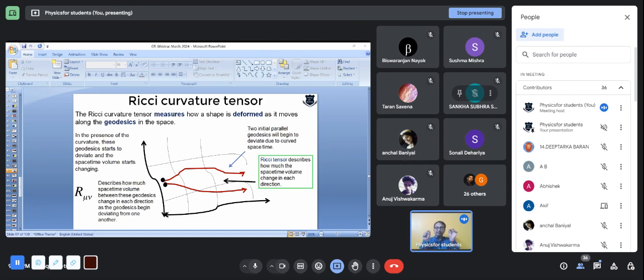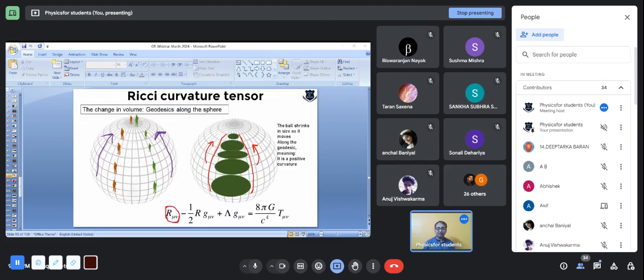Suppose two lines from here start to move, and due to the curvature of space-time, they are diverging, or they are converging, or they are moving in this way. Do you agree with me? It can happen. That is why, on a globe, when we start walking, we meet at the poles. You remember in our school days when we learned geography that we meet at the poles. So the Ricci curvature tensor actually describes how much space-time volume will change. I will show you the diagram now.